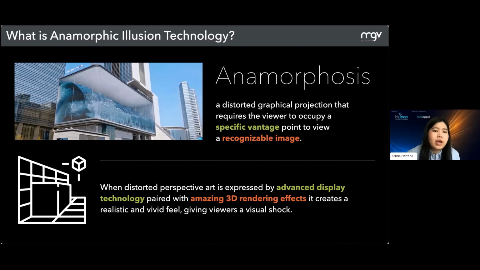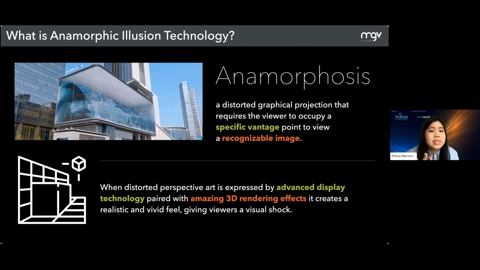So as you can see here, the image on the left is the wave, which is one of the most viral, and actually I feel like it's the biggest digital anamorphic illusion that has been available out there for quite a number of years. And what anamorphic illusion technology means is basically the combination of using advanced display technology, this anamorphosis concept, and also amazing 3D rendering effect. So the combination of those three creates this anamorphic illusion technology.